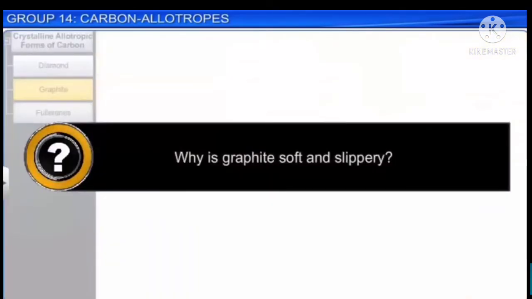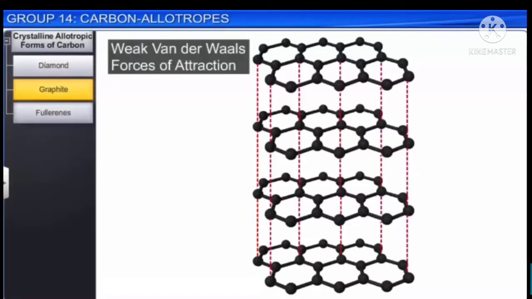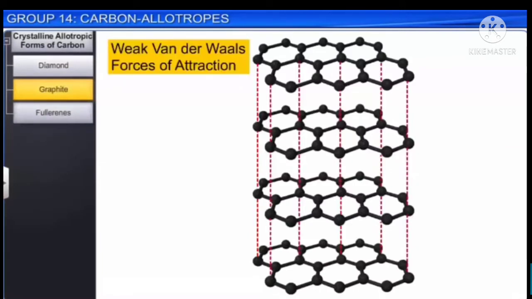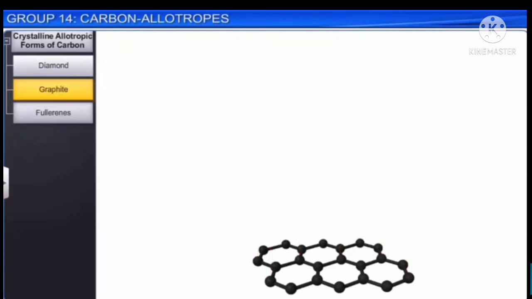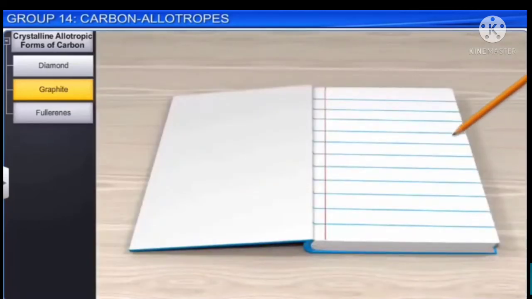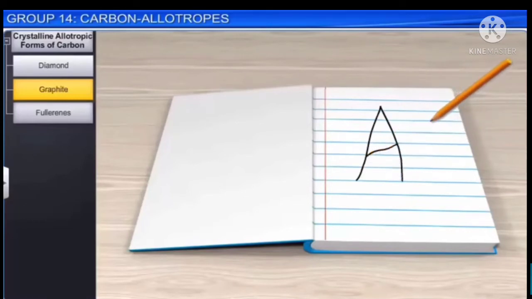Try to answer this question on your own before proceeding. Why is graphite soft and slippery? The layers in graphite are held together by the weak van der Waals forces of attraction. Thus, the layers slide over each other and break off easily. When you take notes with your pencil, you leave layers of graphite behind on the paper.